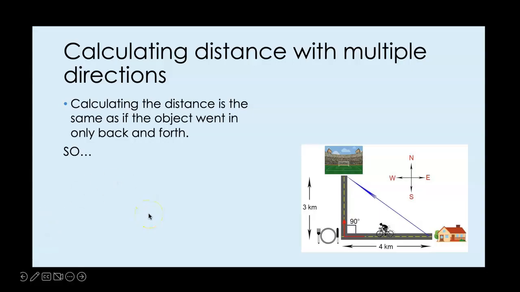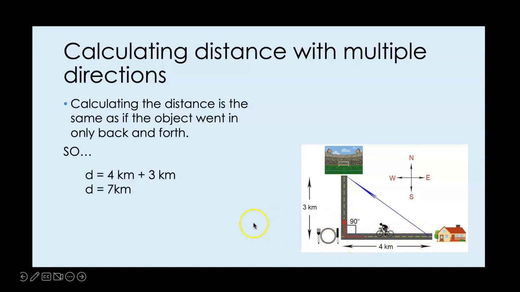So this video is going to talk specifically about how we go about determining distance and displacement when an object is not just moving back and forth or up and down, but actually moving in multiple directions. When an object is moving both east and west and north or south, we have to change it up a little bit for displacement, but the good news is when it comes to distance, nothing changes because we don't care about direction.